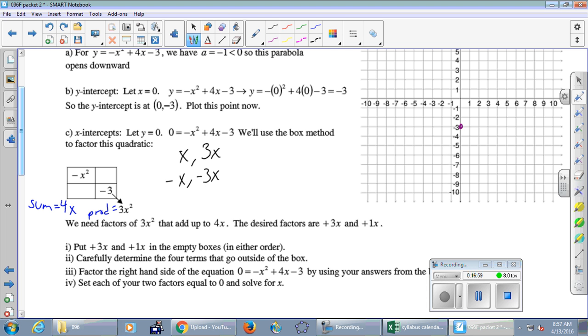Okay, do we have a winner for one of these pairs? Does the sum equal 4x? Yeah, that top one, x and 3x. So we're going to put the x and the 3x in the two blanks. It doesn't matter the order, but let's all copy this order just so we're all staring at the same box.